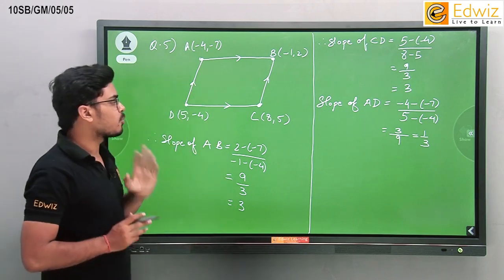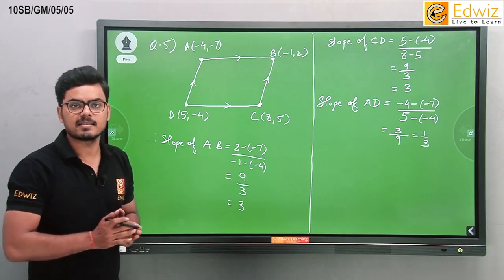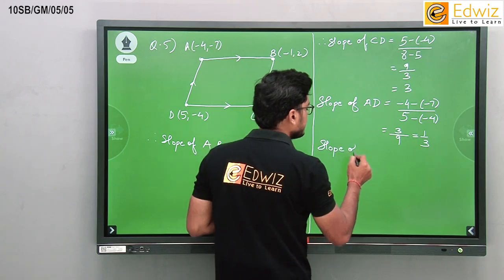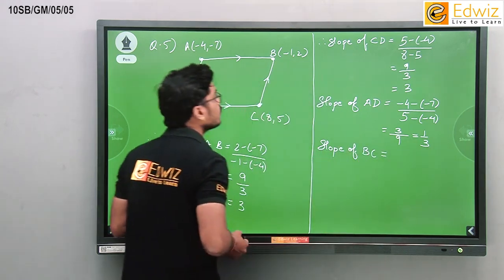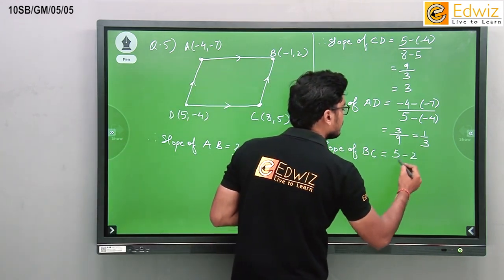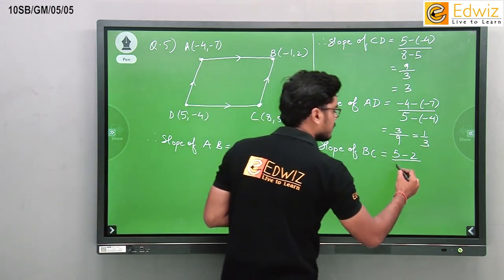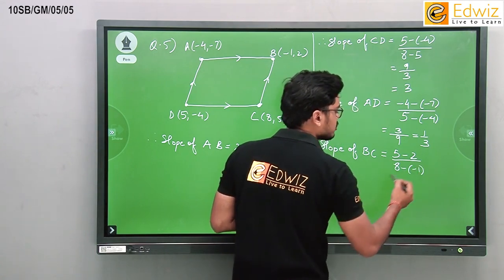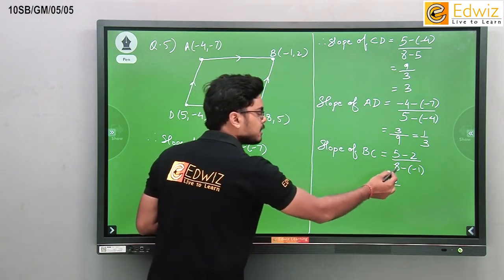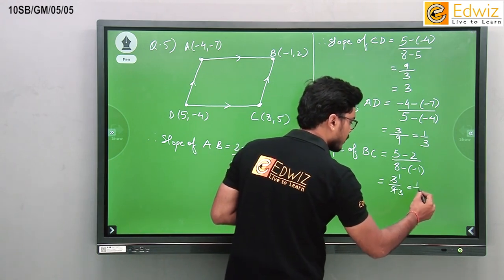So what is the slope of AD? 1 upon 3. Now the slope of BC should also be the same. Then only we can say it is a parallelogram. So let us check. Slope of BC will be equal to y2 minus y1, that is 5 minus 2, divided by x2 minus x1, that is 8 minus minus 1. So here we are getting 5 minus 2, that is 3, divided by 8 plus 1, that is 9. So 3 3s are 9, that is 1 upon 3.